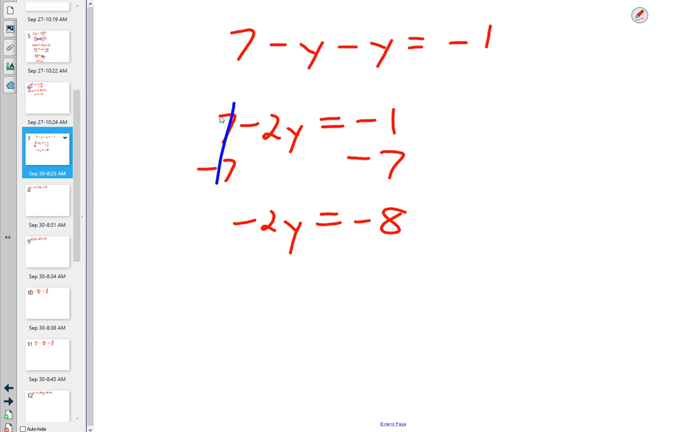Ronald, how are you going to get rid of that -2? Add. Diana, how are you going to get rid of the -2? Divide by -2. The -2 is being multiplied, so you divide.